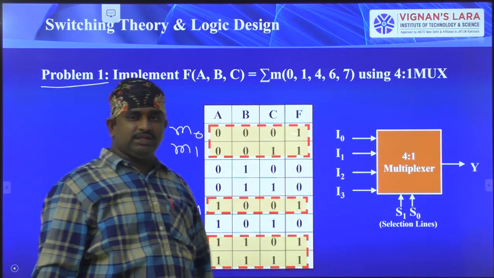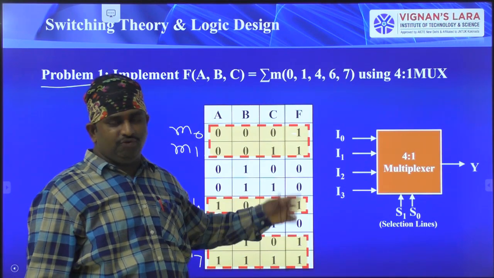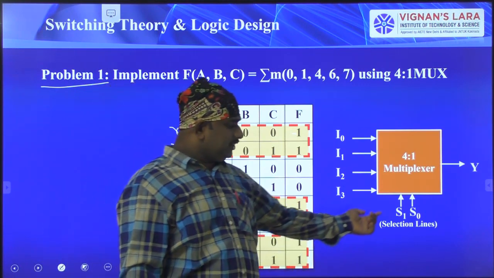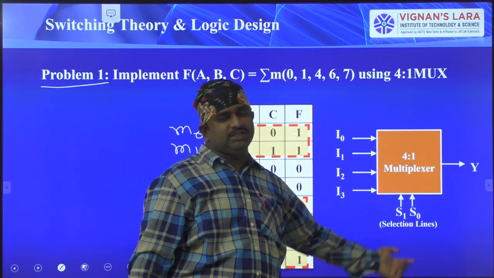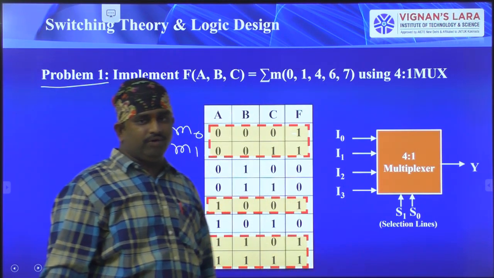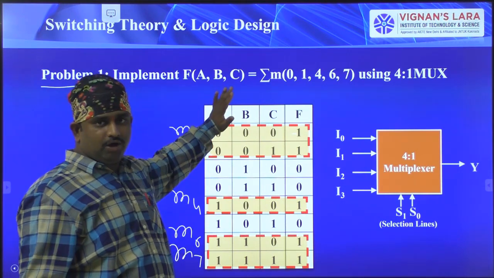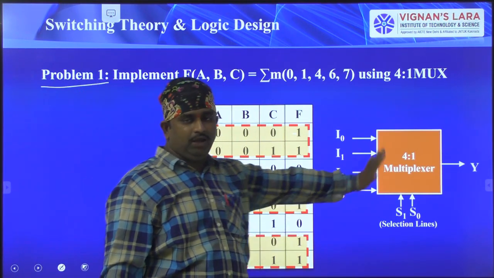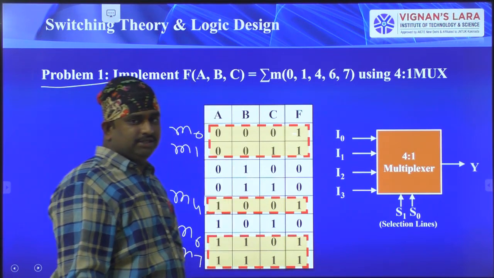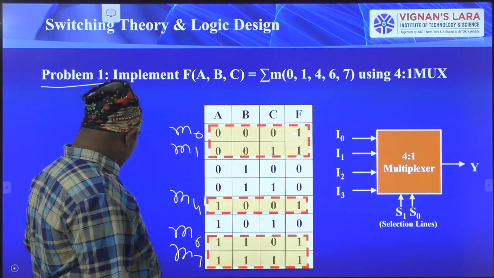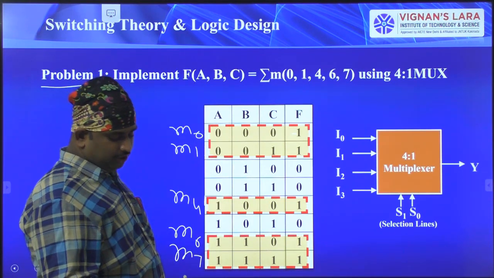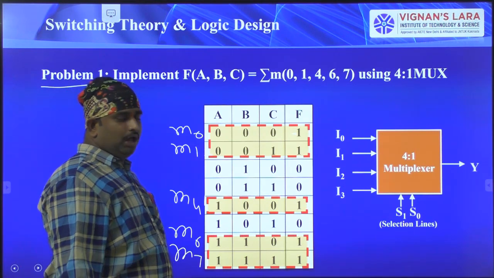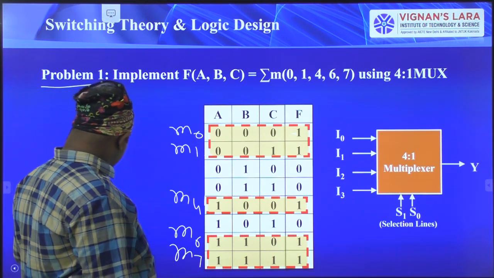Why? Because for the information signal, if it is 0, output is 0. If it is 1, output is 1. The maximum possible combinations are available at the selection lines: 0 0, 0 1, 1 0, 1 1. So now our target is to implement this function by using a 4:1 multiplexer. We have to implement the operation. Right. Now see here how to implement this function.